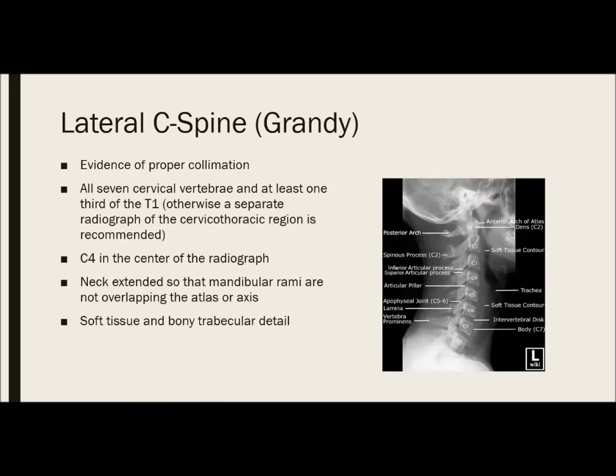Now for our image evaluation for the lateral C-spine, we want to see again evidence of proper collimation. We want to see all 7 cervical vertebrae and at least 1/3 of T1. If we don't get that on our image receptor and on our image, we need to do another image, and usually that's one whenever we do what's known as a swimmers, which is the cervicothoracic region. We want to make sure that our C4 is in the center of the radiograph and our neck extending so that the mandibular rami are not overlapping the atlas or the axis. See how this is up in front of this instead of in actual C1, C2. So you're going to make sure it's out and not in.